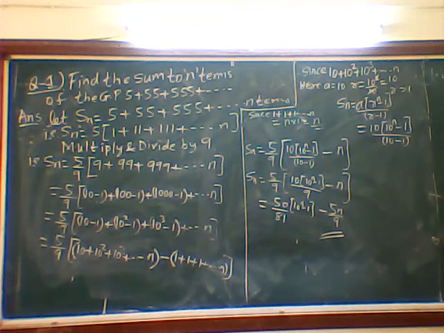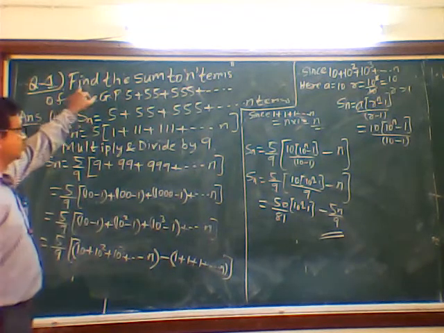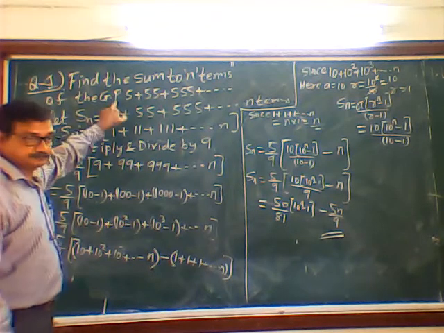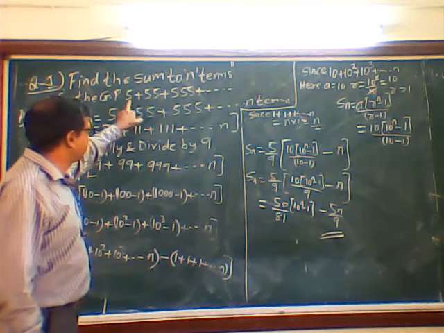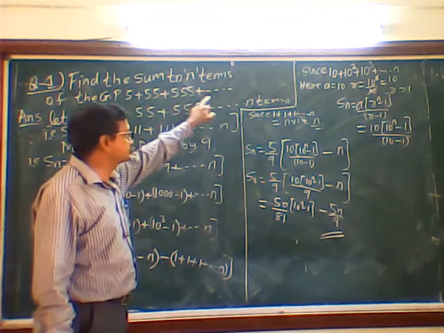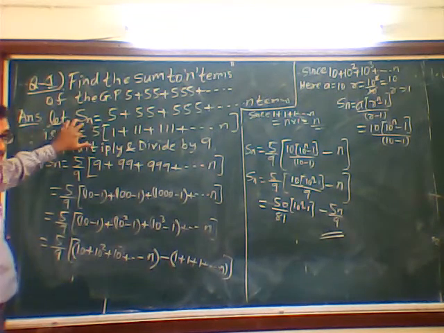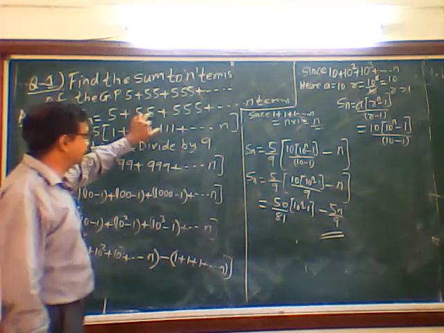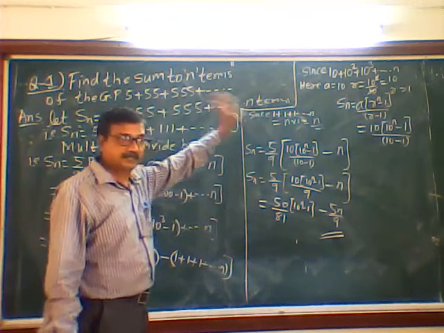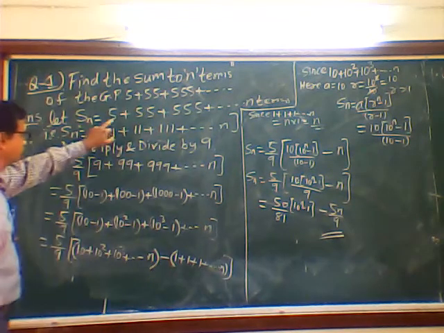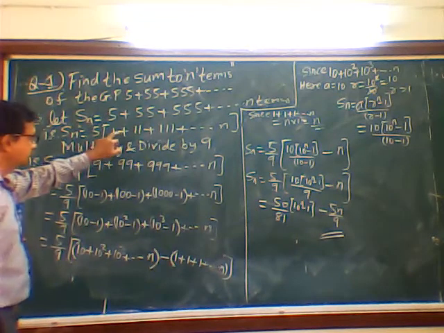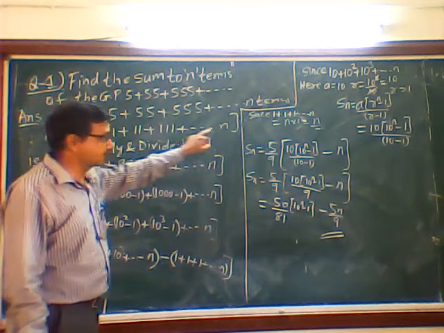So in the same way I will do another problem with 777. See, here again I will explain this problem. The question is: find the sum to n terms of the GP 5 plus 55 plus 555 plus dot dot. So what I did: let Sn be the sum 5 plus 55 plus 555 plus dot dot in n terms. Then I took 5 common outside: 1 plus 11 plus 111 plus dot dot n.